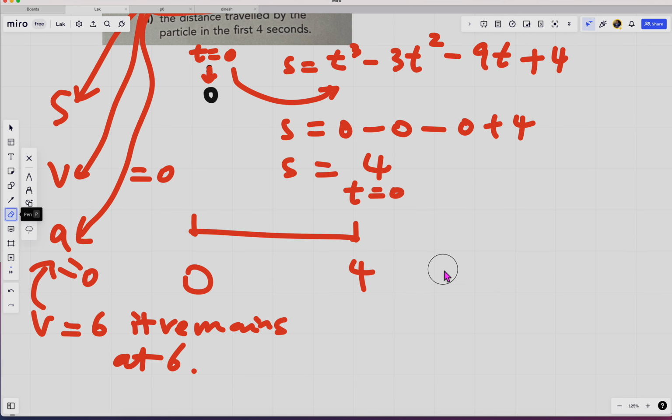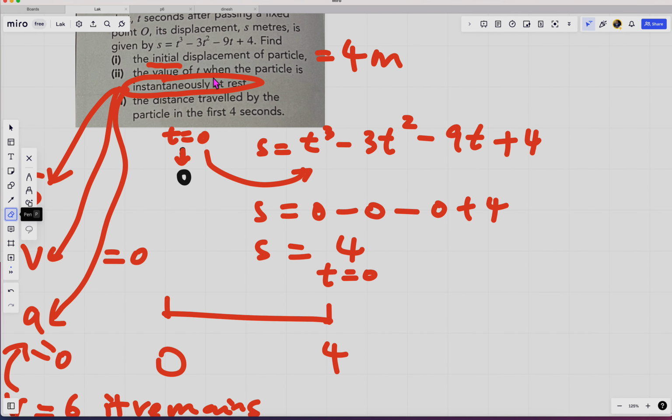For part 2, the value of t when the particle is at rest. So basically this means v is equal to 0, right? So how do you get v equals to 0?